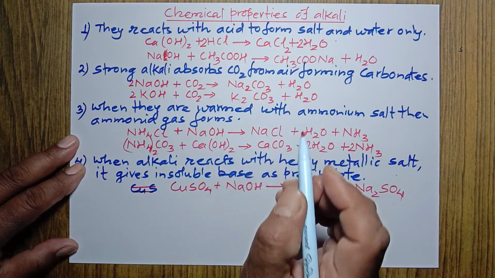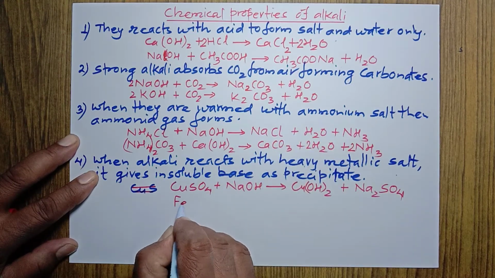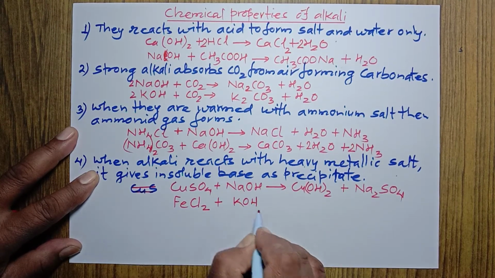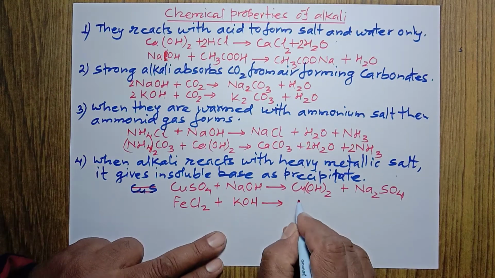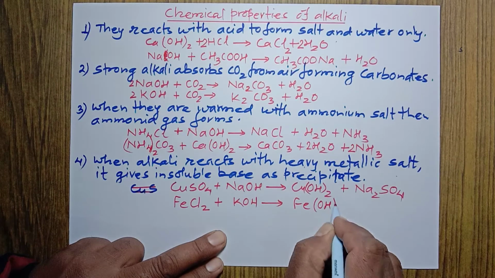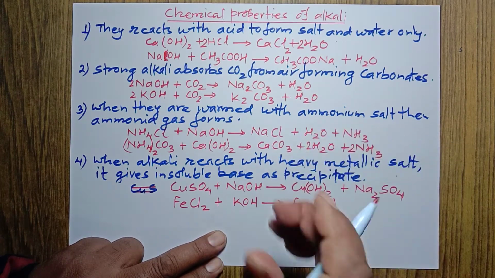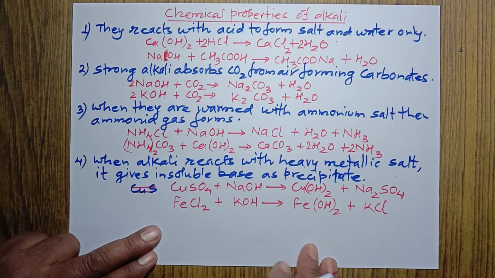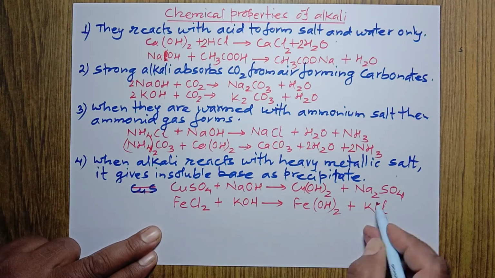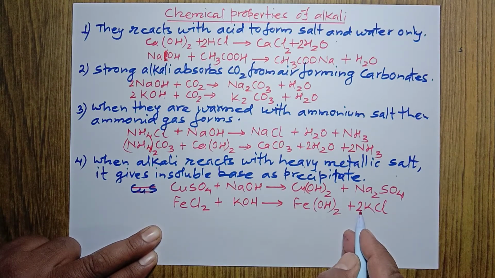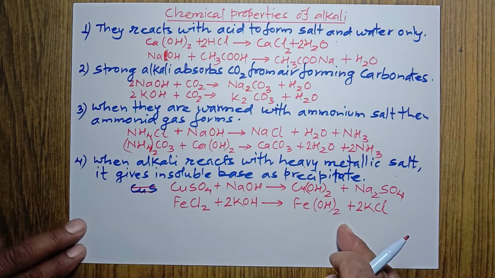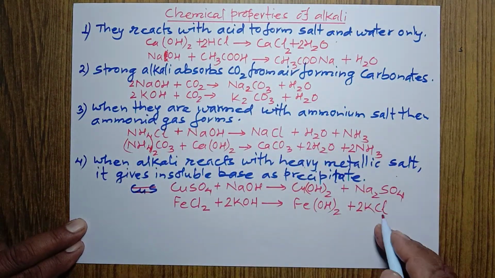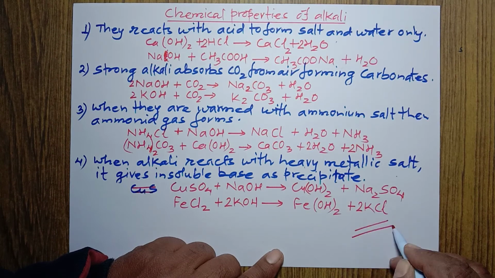This is highlighted: insoluble base precipitate when alkali reacts with heavy metallic salt, this way. Now we can take another example also, another heavy metallic salt, let's say iron chloride, when it reacts with alkali like potassium hydroxide, then what is seen? Iron hydroxide precipitates, means becomes insoluble and appears in the solution along with the formation of another salt, potassium chloride. And this can be balanced this way. Chlorine 2, if we take 2 here, then chlorine is balanced, potassium 2 balanced, hydrogen 2 okay. These are 4 basic chemical properties of alkali we can write in the examination. Okay, this much for today.